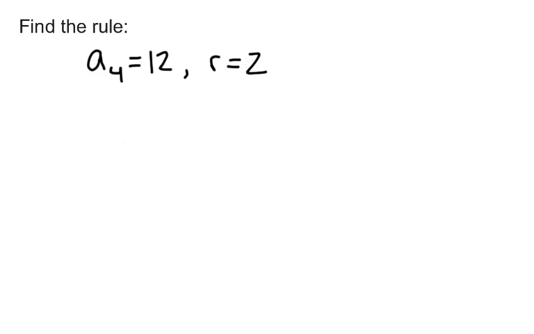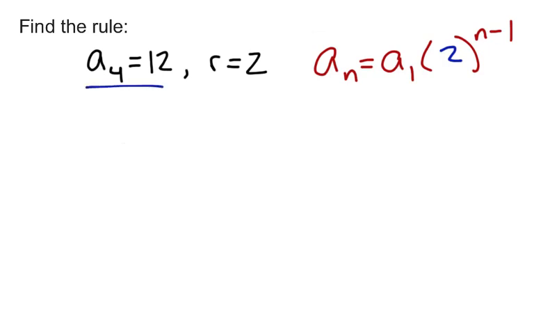Sometimes it's not going to be as straightforward. Maybe I know the fourth term and that the common ratio is 2, and I want to find the general rule. Well, I know that a sub n is the first term times the common ratio n minus 1 times. The thing I do know is what the common ratio is. That's 2. But I don't know what the first term is. Now we can use this piece of information to help us find that. Since I know a sub 4 is going to be the first term times the common ratio 3 times, and that a sub 4 is 12, we have a nice little equation to solve.